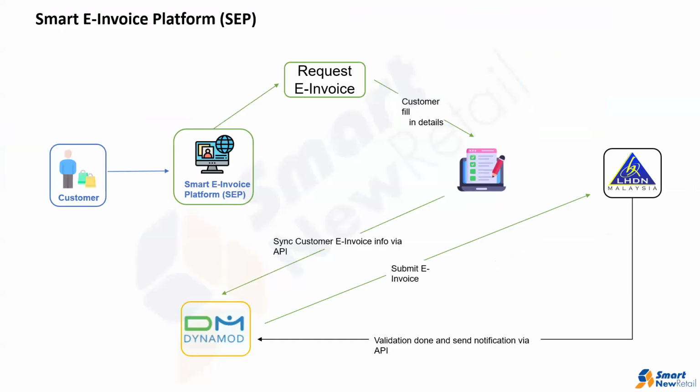Okay, so for the SAP, basically the customer scans the QR code, it will go to our SAP website. They request e-invoice, so they have to fill in their info. The info will sync back to Dynamod via our API. And it will submit to e-invoice LHDN, and LHDN informs us.